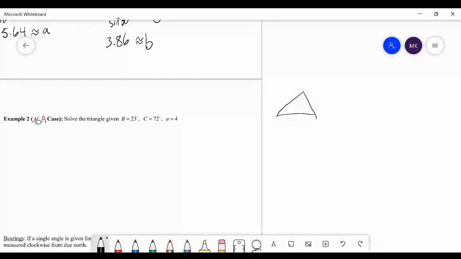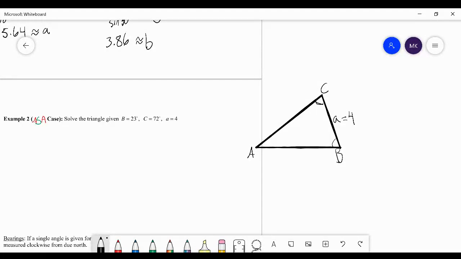Like it kind of looking a little longer. You know what? I'm going to make it a little bigger. Okay, I'm fine. So this right here, we'll say this is A, B, C. That means this right here is our side A, which we know is equal to 4. This is our angle C, which we know is equal to 72 degrees. And this is our angle B, which is equal to 23 degrees.